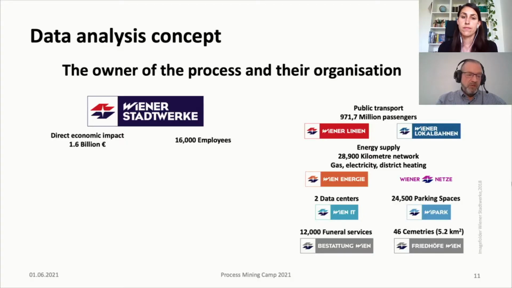The owner of this process also has several underlying departments. For example, departments of public transport, with key facts from 2018 of an underlying transported passenger volume of up to 970 million. Parts of the energy supply for gas, electricity, district heating, with a network of about 18,900 kilometers. Also, two data centers, parking spaces, infrastructure, and also funeral services and cemeteries.